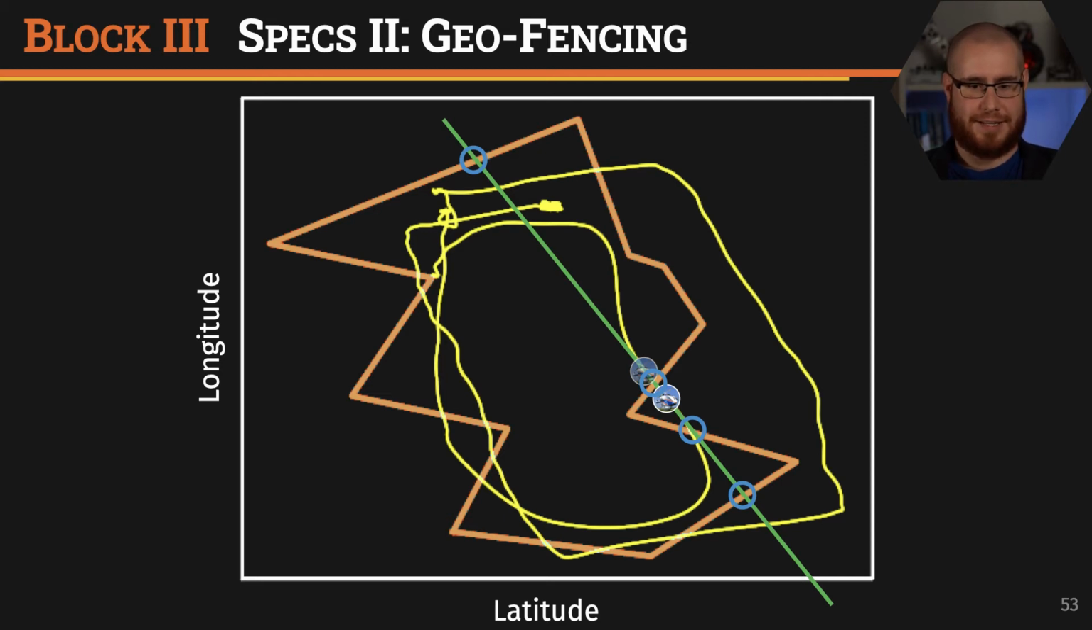Now, in order to detect geofence violations, we take the current position of the aircraft here and the last position, which is the little less opaque version of the aircraft here, and we compute a vector that goes through these two points. This vector is then checked against every single face of the geofence, whether there is an intersection or not.